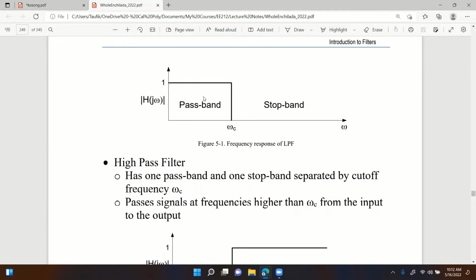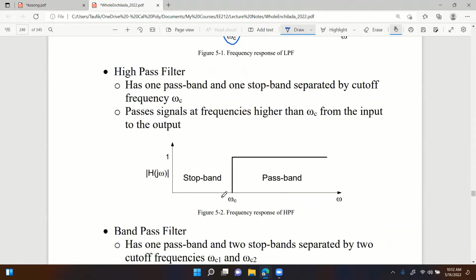You can see for a low pass, we have the pass band first before the stop band, and you can see clearly the borderline between the two. That will be omega C, the cutoff frequency. We can see clearly because there's a sharp drop between pass band and stop band. And then high pass, you'll have stop band first before pass band. Again, you can see clearly the omega C that separates the two.